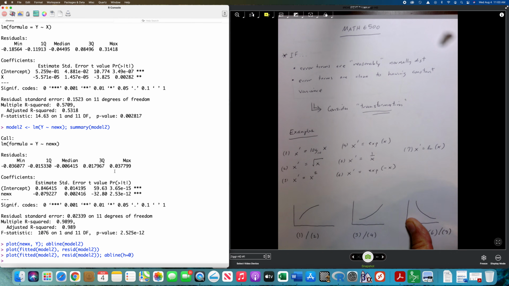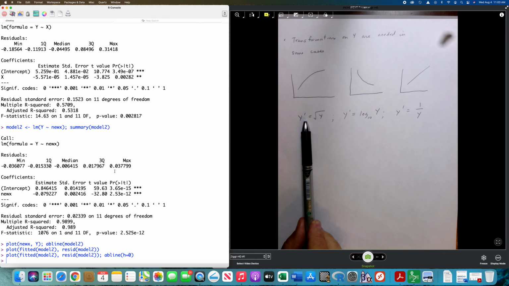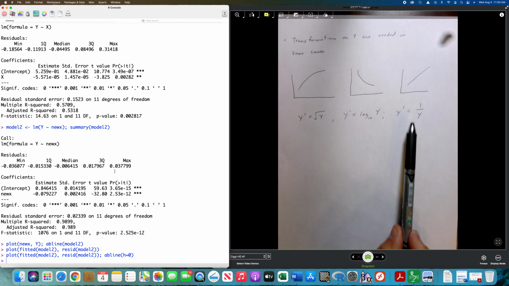Now, sometimes we get into situations where we need transformations on y. In case transformations on y are needed, there are a few prototypes of transformations on y that you may consider. And again, you may need a transformation on y, you may need a transformation on x, and you may need a transformation on x and y.